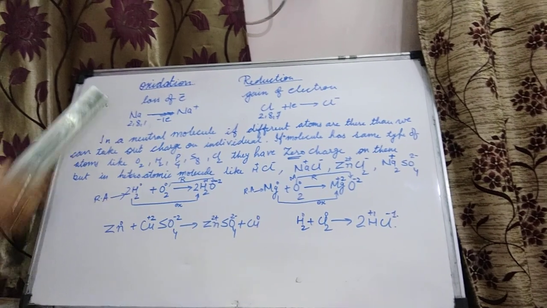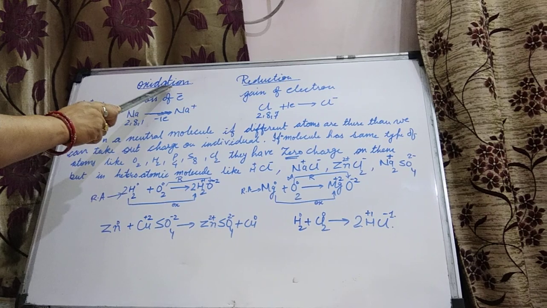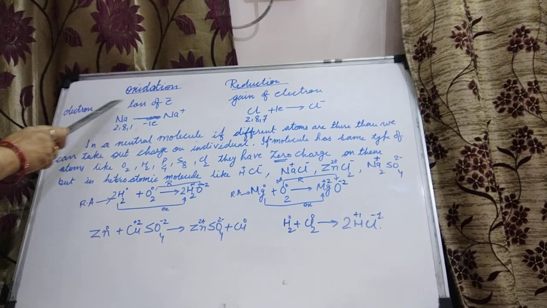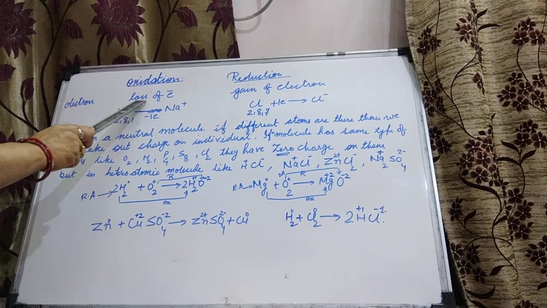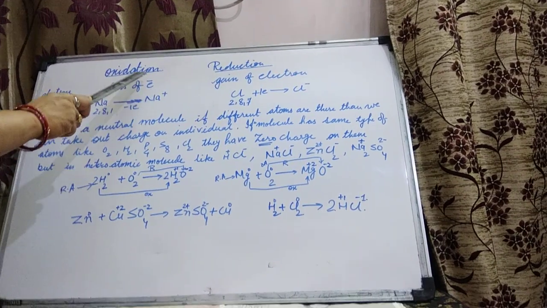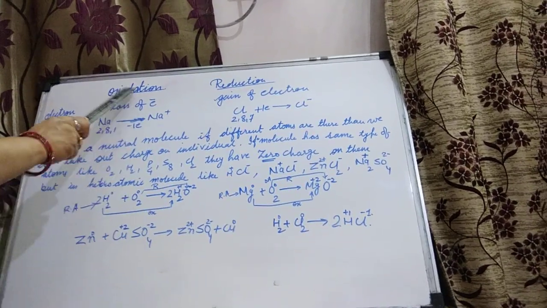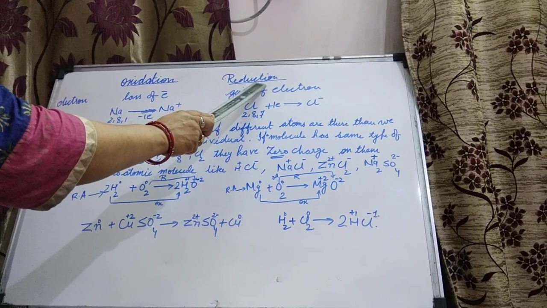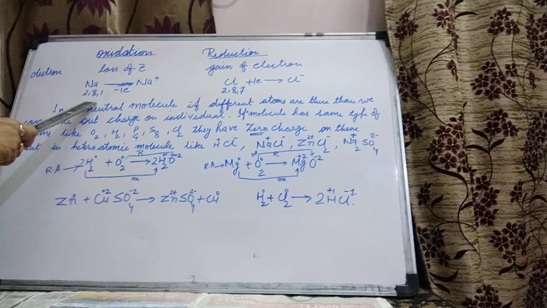So you should know in terms of electron also we can differentiate oxidation and reduction. Like if we say loss of electron, that is called oxidation. As oxidation and reduction are opposite to each other, loss of electron is oxidation. Definitely gain of electron will be what? Reduction.